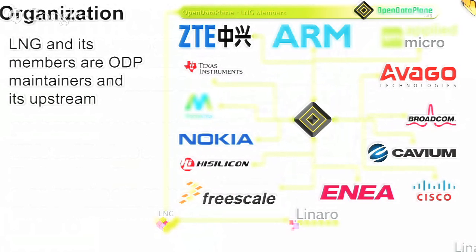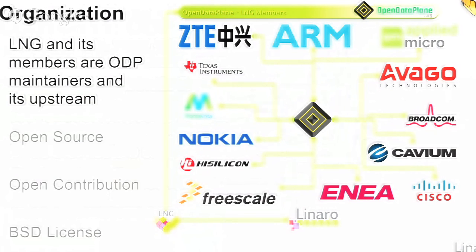LNG and its members are the ODP maintainers and its upstream. If you look at the Linaro Networking Group, it was a series of companies that came together to work on common problems, like all members within Linaro, common problems within a designated application area, in this case networking. So even though we're the sponsoring companies, the project itself is open source, open contribution, and is available under a BSD 3-clause license.